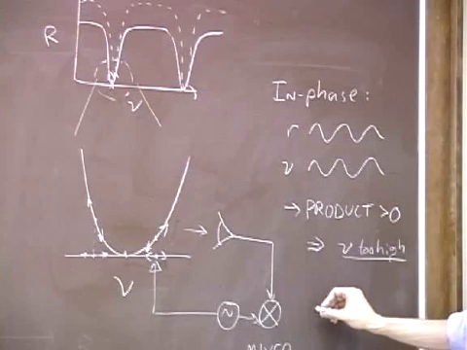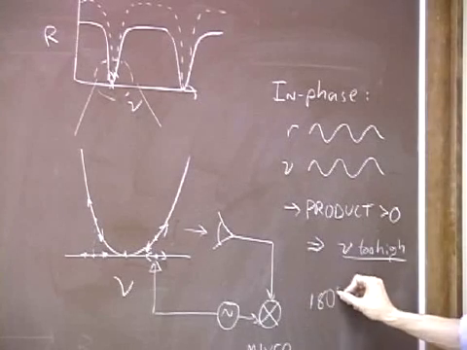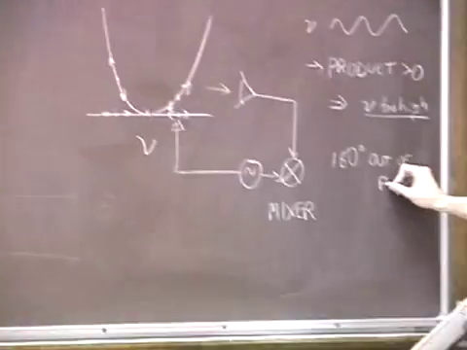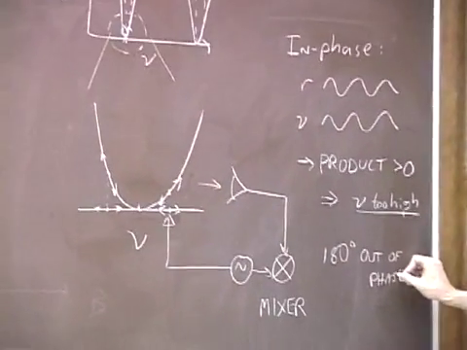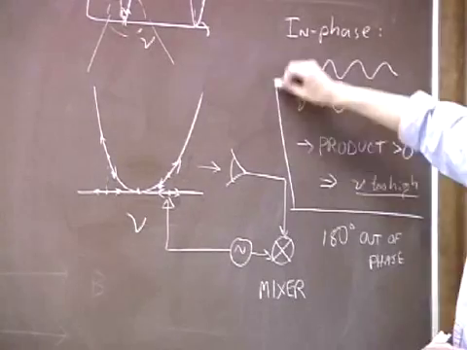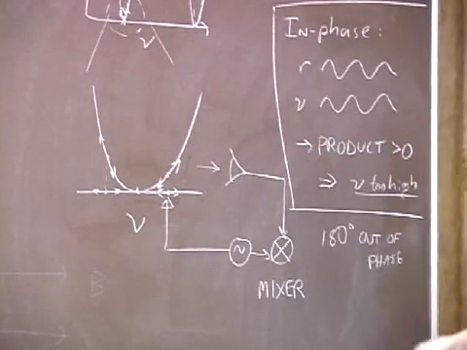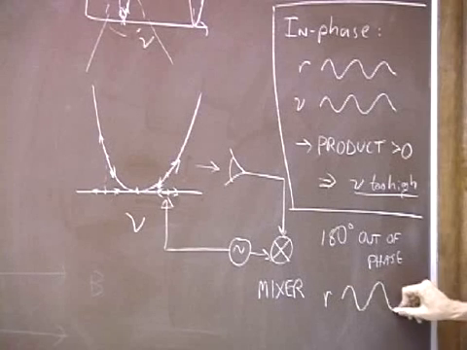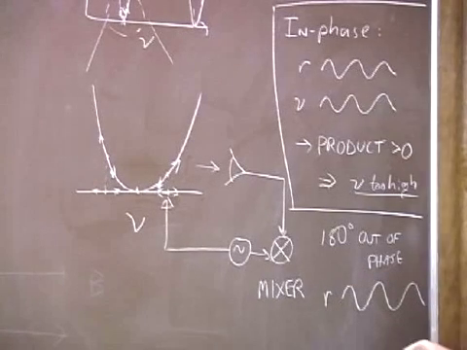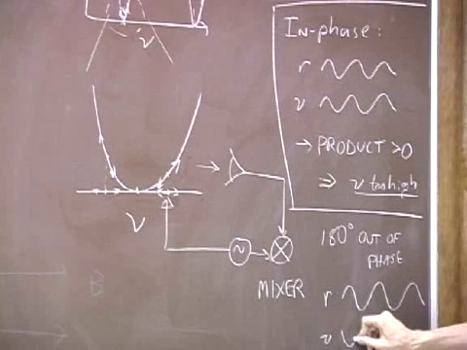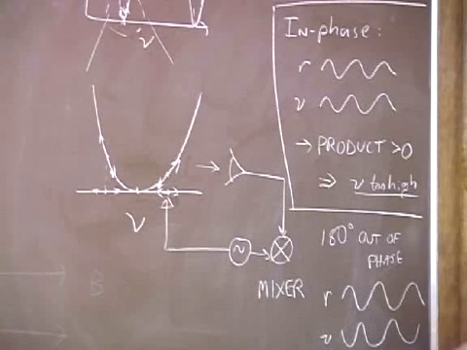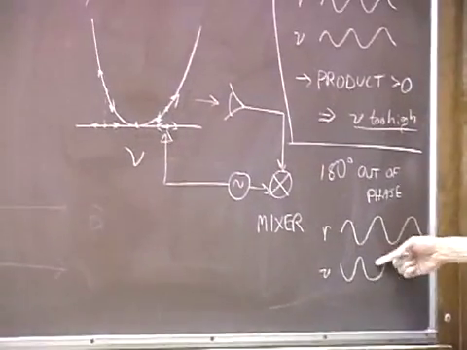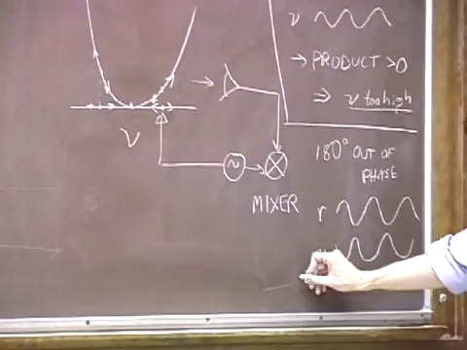Similarly, if we are 180 degrees out of phase, so that's one case. If we are 180 degrees out of phase, then R looks like that, but nu looks like that, and the output, or the product, is negative. The product of these two sine waves is negative.